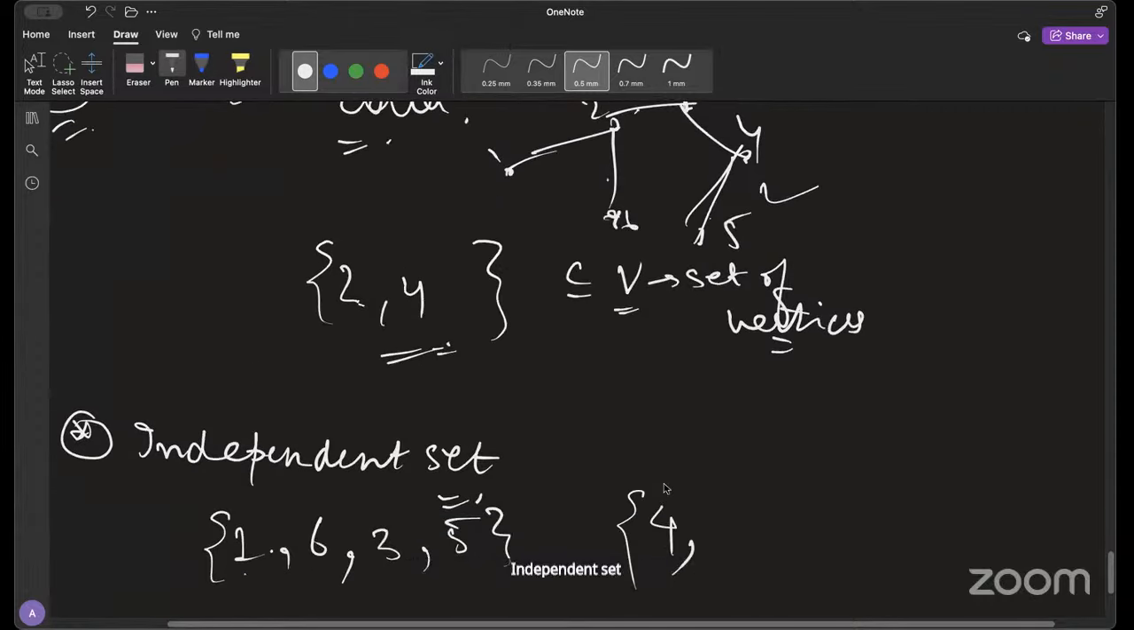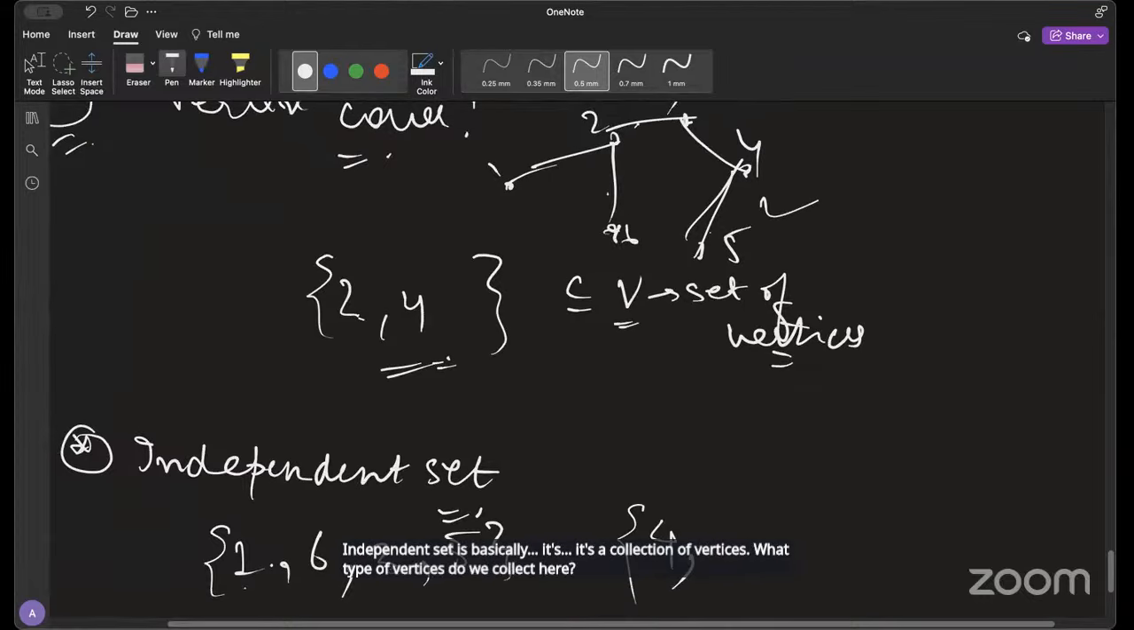An independent set is basically a collection of vertices. What type of vertices do we collect here? We collect the vertices that do not have a common edge. We've chosen 1. So if we start with 1, we can't choose 2 because 1 and 2 share an edge. So we'll have to choose 6. So you put a 6 here.